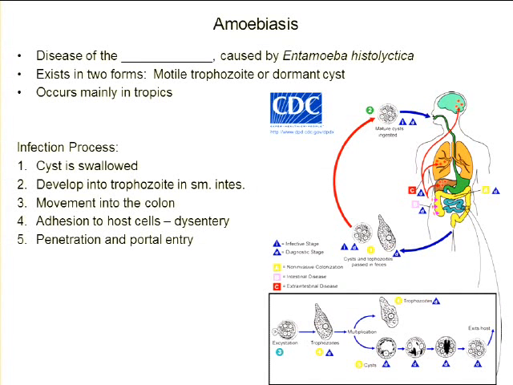It moves to the colon where it adheres to the host cells, and that causes dysentery. Okay? So the dysentery is essentially the voiding of all the water in the intestines. So there is pretty much no water being reabsorbed from the colon. And this organism, once attached to the host cells, can cause damage to the host cells, and so sometimes you get a bloody diarrhea as a result of that.